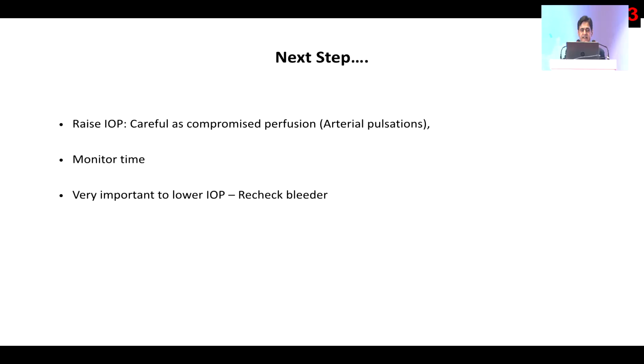So as I said, the next step is, if the bleeding is not controlled, raise the IOP. It's very important to monitor the time, because usually the disc perfusion is compromised in diabetic patients. So you have to lower the IOP again and recheck whether the bleeders are closed or not, because sometimes what happens, we continue the surgery with a high IOP, and once we are closing the case and we reduce the IOP, the bleeding tends to come up again. So it's important to lower the IOP and check the bleeders.